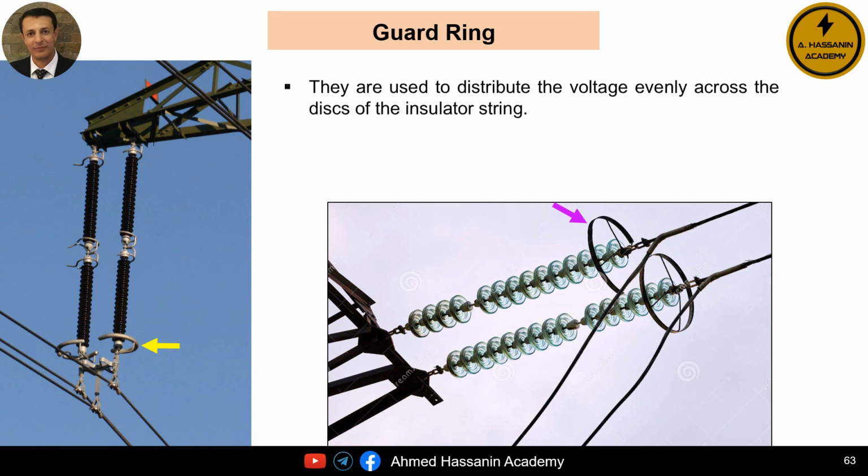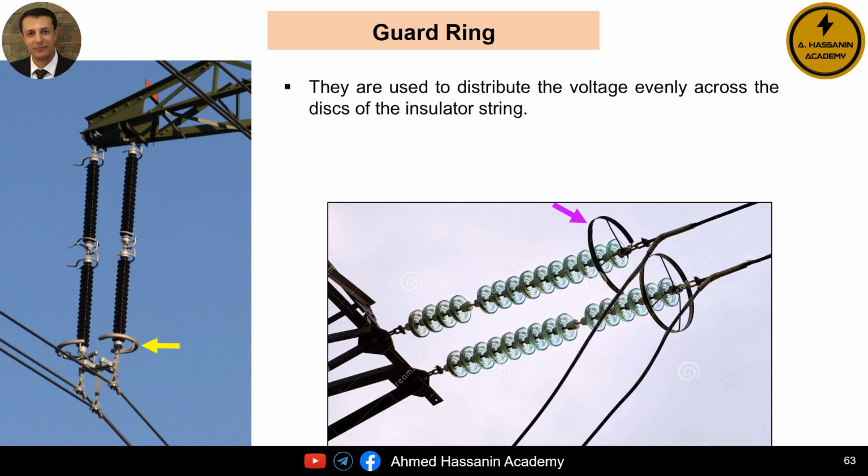We now move on to the fourth component of the accessories or fittings found in overhead transmission lines, which is the guard ring or metallic ring. The insulator string consists of a number of discs, and each disc is made up of an insulating part and a metal pin. This means that the entire insulator string is composed of insulating materials and conductive parts, which in turn means that the insulator string behaves like a series of capacitors.